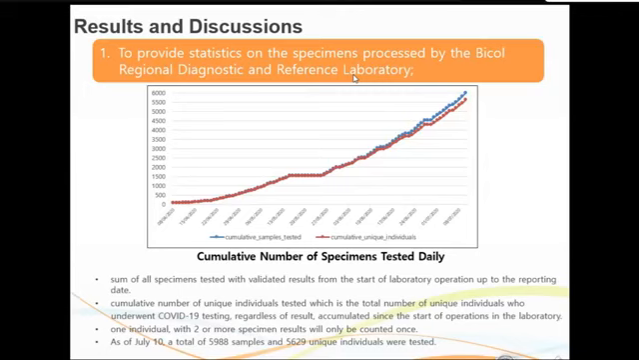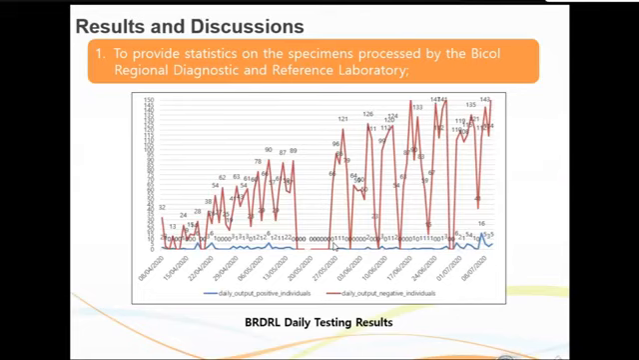Now, in terms of the cumulative number of specimens tested daily, we also have this graph plotted, which shows the sum of all specimens tested with validated results from the start of the laboratory operation up to the reporting date. As of July 10, a total of 5,988 samples were tested. And this is also a graph which shows the number of positive and negative results for the individual testing.